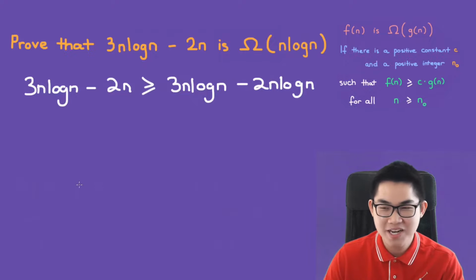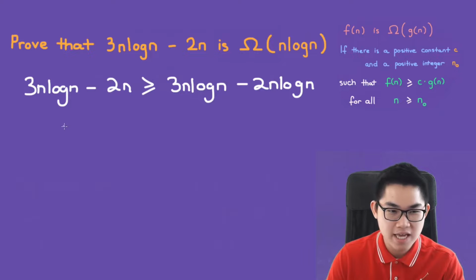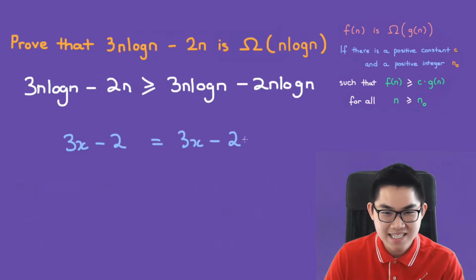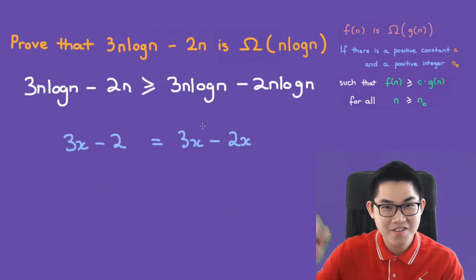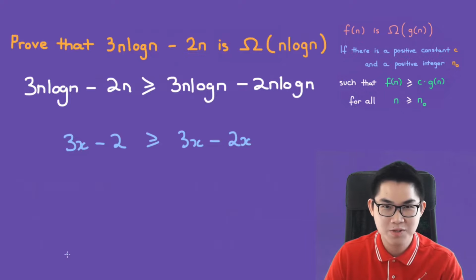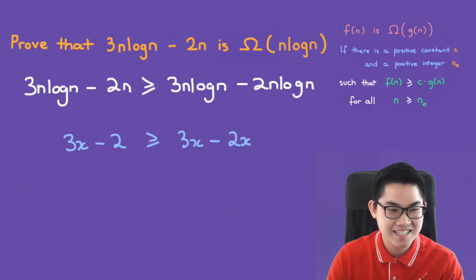The easy way to understand this is, let's say if I use a different example, if I have 3x minus 2 is equal to 3x minus 2. Now I make this x, right? So you end up subtracting more on the right hand side. You end up subtracting more. So that's why this will be greater than or equal to. So I hope that makes sense.